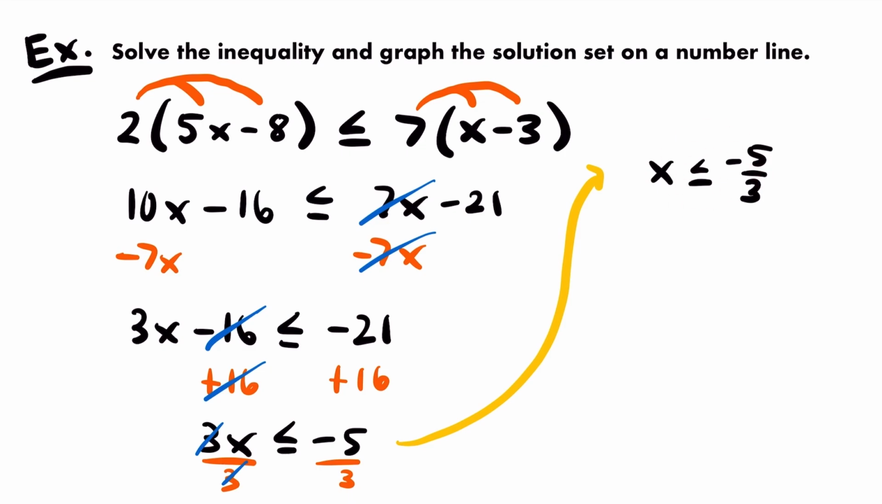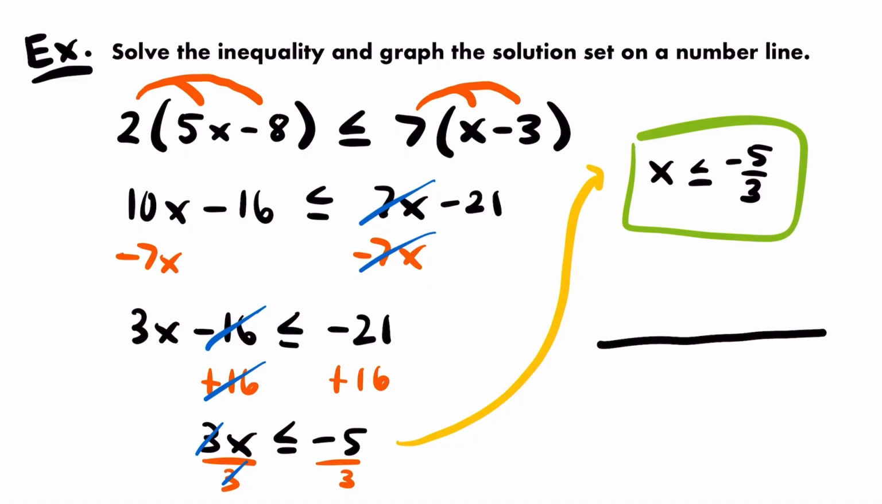Notice that we do not need to flip the inequality sign this time around because we divided both sides by a positive number. Even though we divided negative 5 by 3, we still divided by a positive number, not a negative one, so the inequality sign stays the same. But that would be the solution set for this inequality, but we still want to graph it.